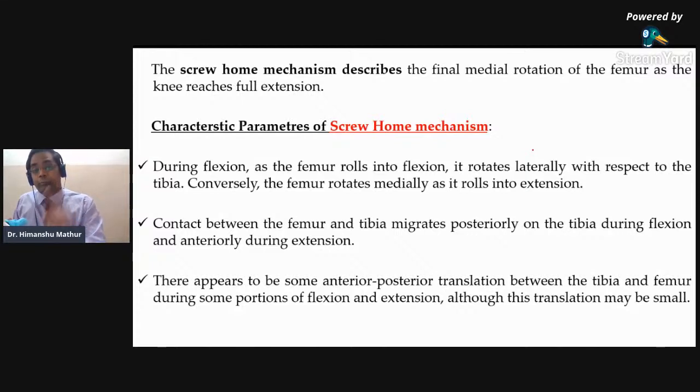Now, so as to complete the rolling on the larger medial condyle, the tibia performs a lateral rotation on the terminal extension, to complete the rolling over the larger surface area of the medial condyle. This mechanism happens in the last 15 to 20 degrees of the extension motion, the terminal extension motion. This is known as the screw home mechanism.